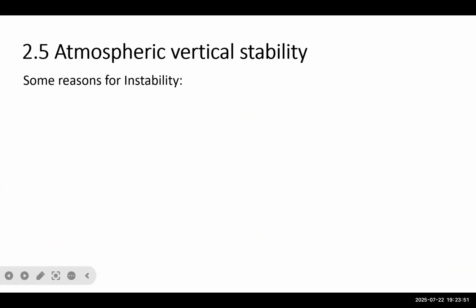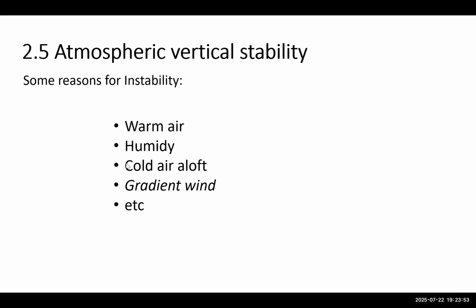Okay, so here are some reasons why you may have instability. If the air is very warm, if there is humidity in the air, the humidity is potential energy and it may be released and create instability. If you also have colder air in altitude, the contrast will create instability. And another one is gradient wind. I mention this one because we're going to study it just after. But there are other reasons for instability in the atmosphere. And please remember that instability is good for the sea breeze.